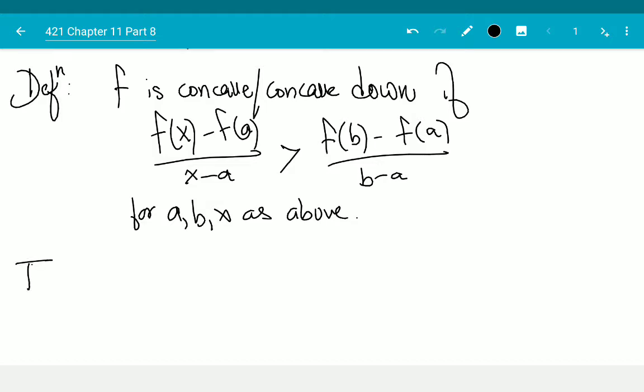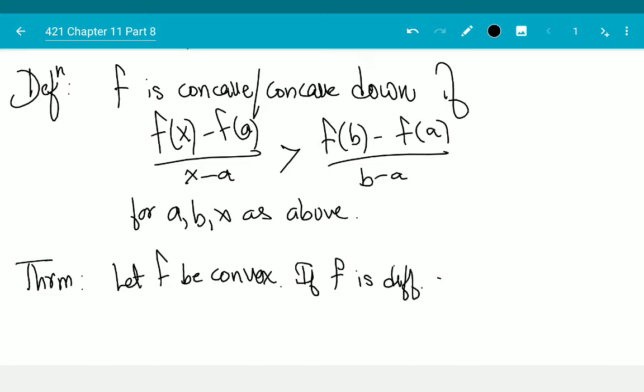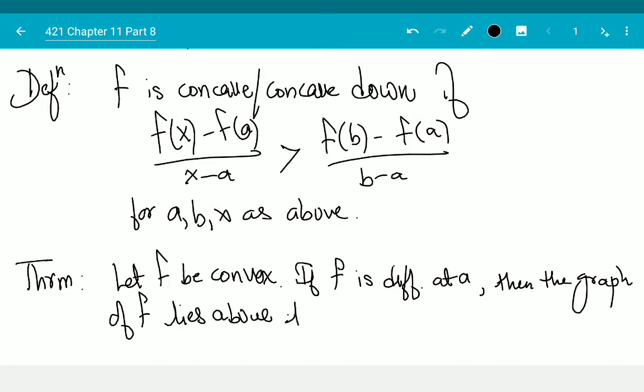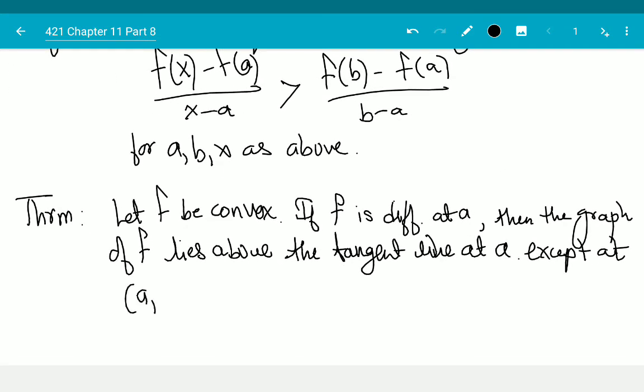Okay, so then theorem: let f be convex. If f is differentiable at a, then the graph of f lies above the tangent line at a, except at the point (a, f of a) itself, where the tangent line does touch it.